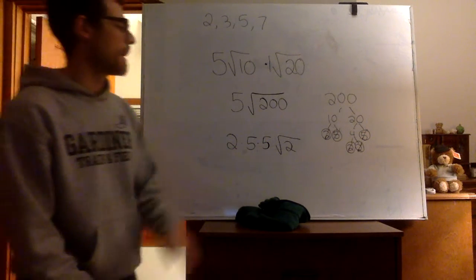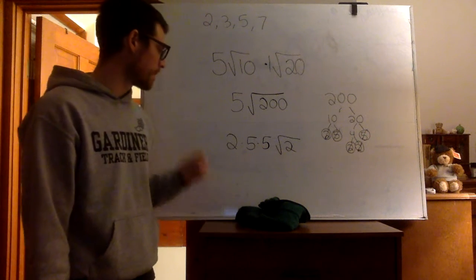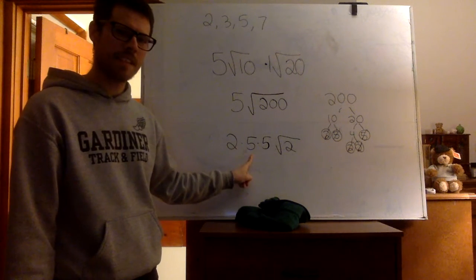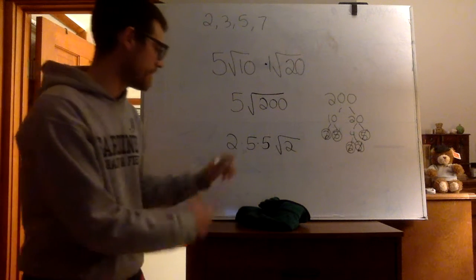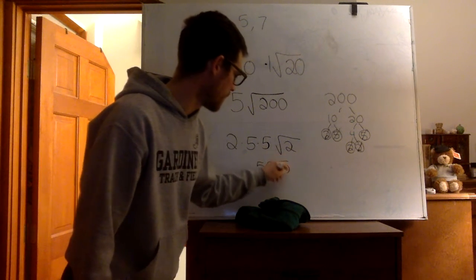Now that I've pulled my pairs, I'm just going to write this as a simplified number. 2 times 5 is 10. 10 times 5 is 50. And voila, I've done my problem.